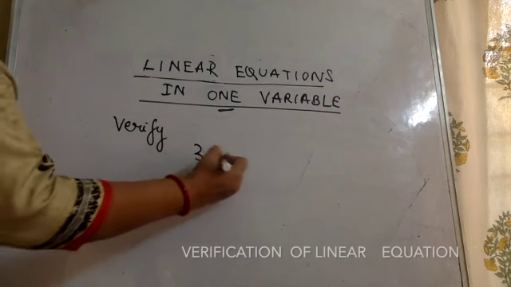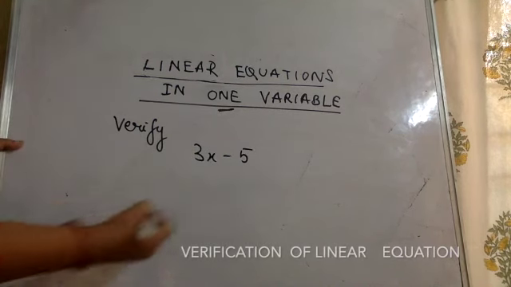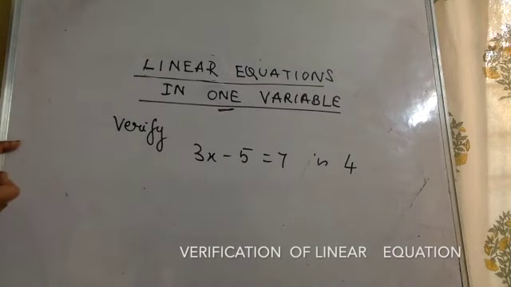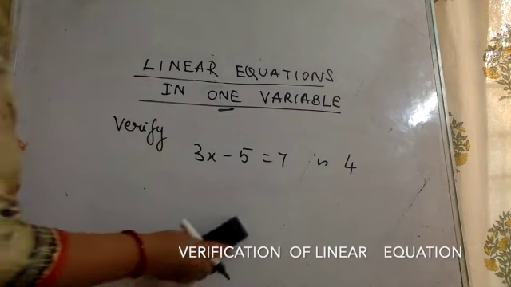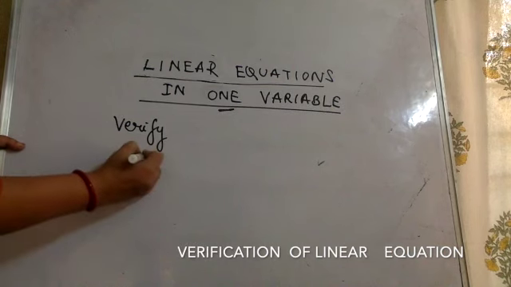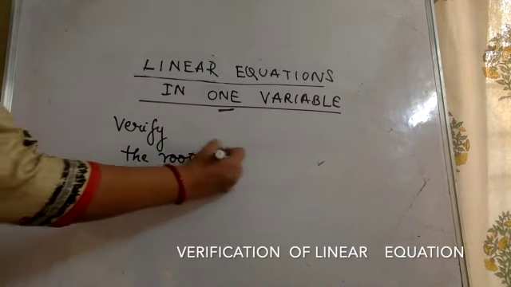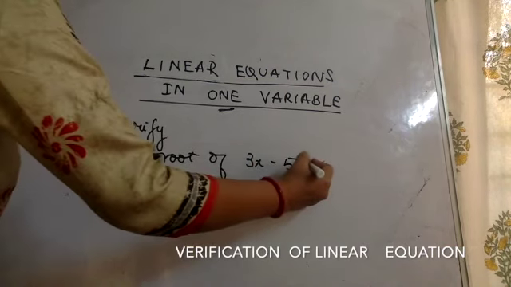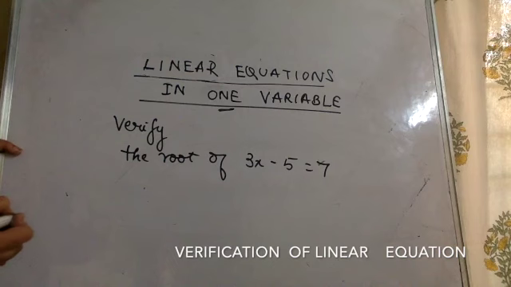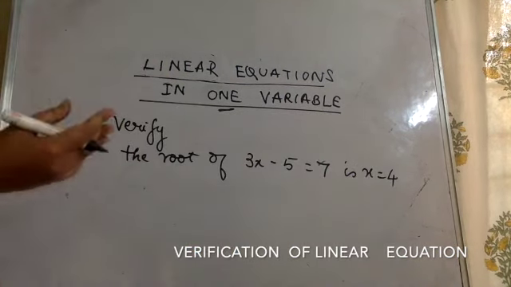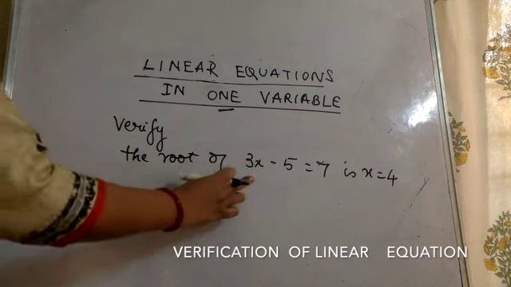Sorry, I'll write the full thing: the root of 3x minus 5 is equal to 7 is x is equal to 4. Means they are saying the root of this equation is 4.